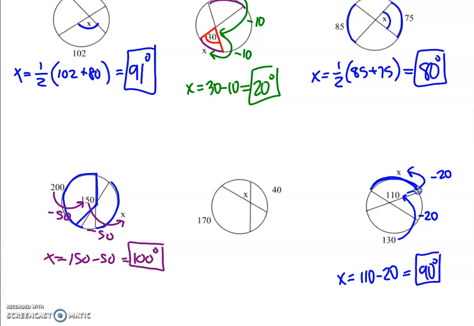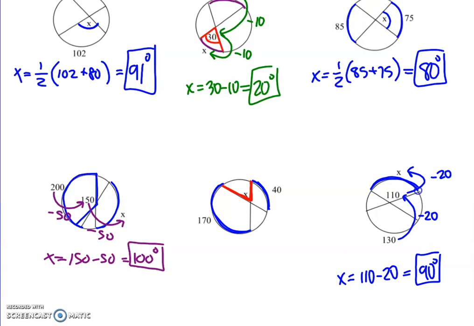Now the middle one is real tricky. Here's why. X represents this angle here. But if you notice, I'm given these arcs. I cannot use these arcs to get x. So this is one of those questions where you can't use a formula directly to find x.